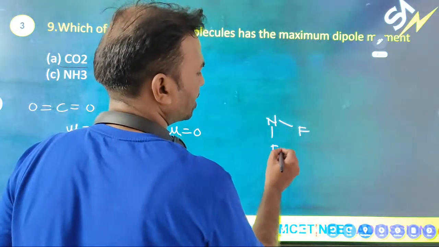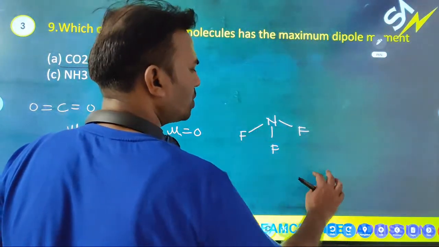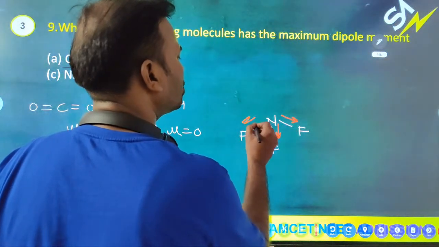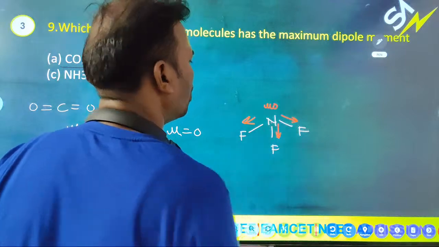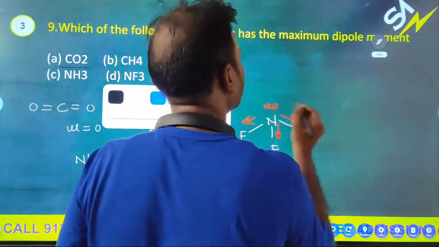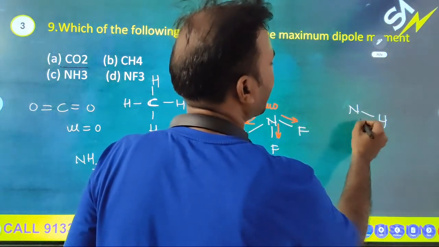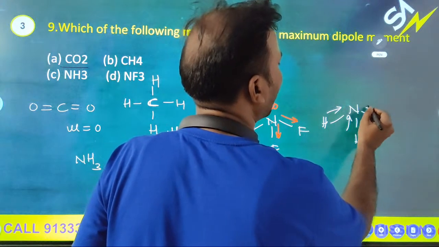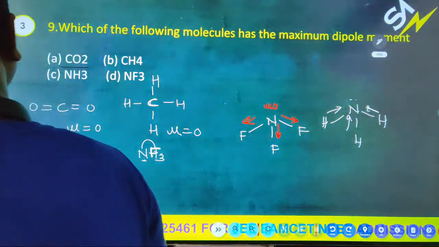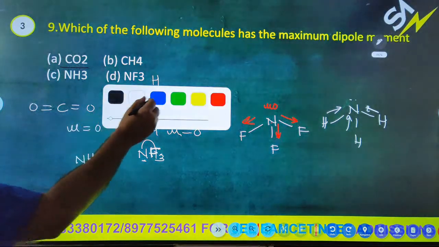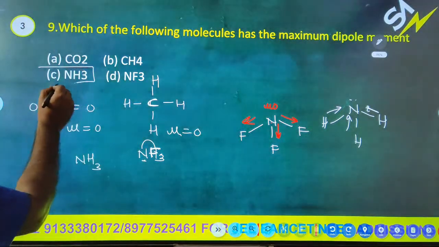So we draw the structure. Now here the dipole moment goes to which side? The fluorine side. So the net dipole moment here becomes almost 0. But in the case of NH3, the central atom is nitrogen with hydrogens, and the arrow mark goes towards the nitrogen. So which is the answer? C. Ammonia has the maximum dipole moment in the given molecules. So the answer is ammonia.